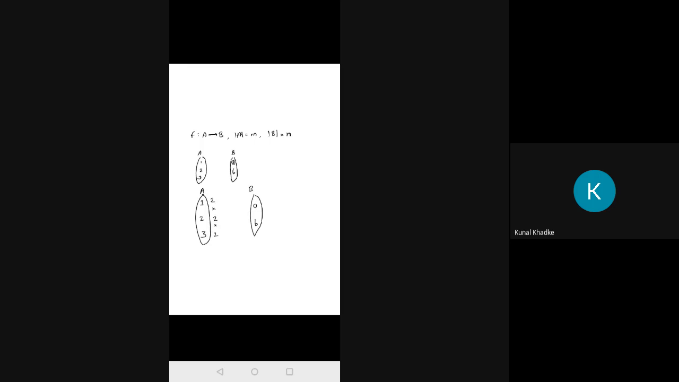Then how many functions did we get? Okay, so we will get 8 functions. So it depends on the size of N. It depends on the size of the second set to the power of the first set. N power M is the answer for that.